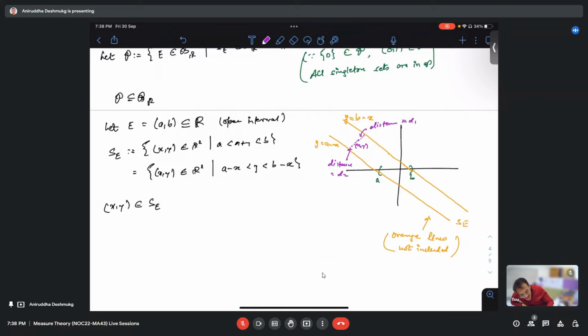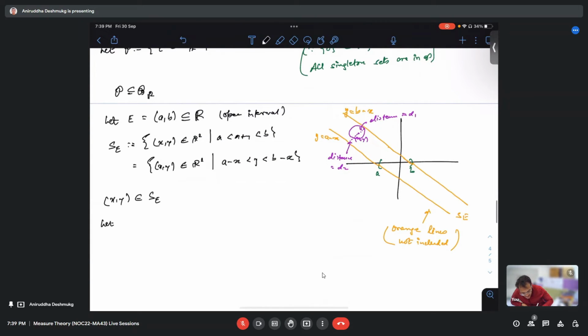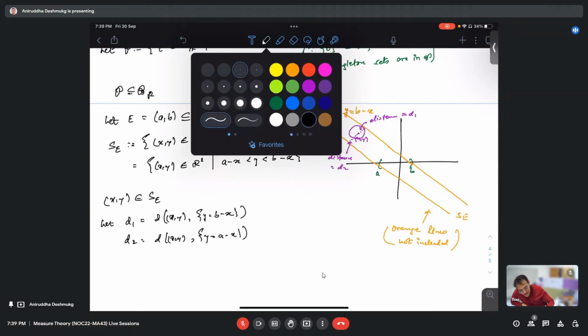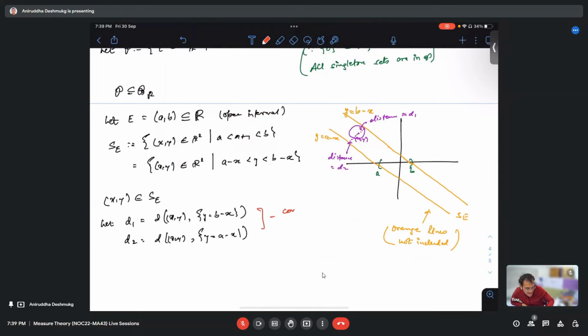Whichever is smaller, let us draw a sphere, or rather a ball, of that smaller radius around xy. Then this will be completely contained inside this orange strip. So that is the general idea. So let d1 be the distance of the point xy from the line y is equal to b minus x, and d2 be the distance of the point xy from y is equal to a minus x. I leave it to you to compute these distances.